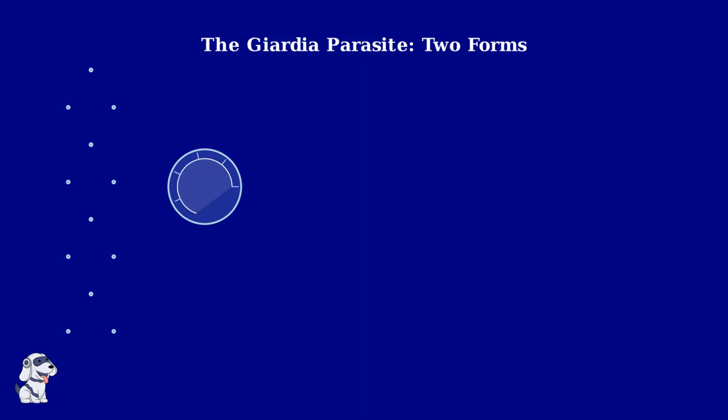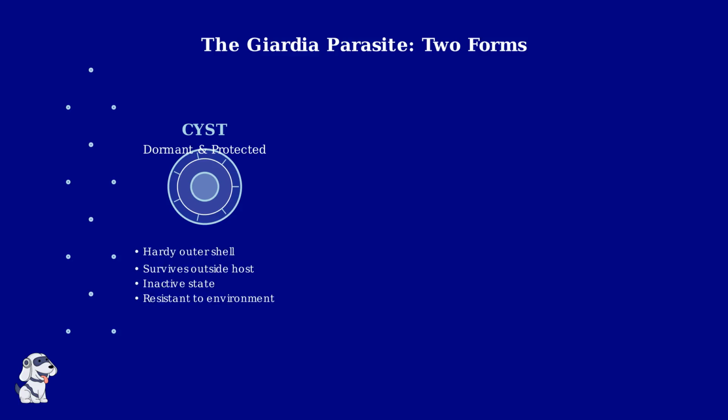First, we have the cyst form. Think of cysts like protective seeds. They have a tough outer shell that protects the parasite when it's outside the human body. Cysts are incredibly hardy. They can survive for weeks or even months in water, soil, or on surfaces. This protective shell makes them the perfect form for spreading from person to person.